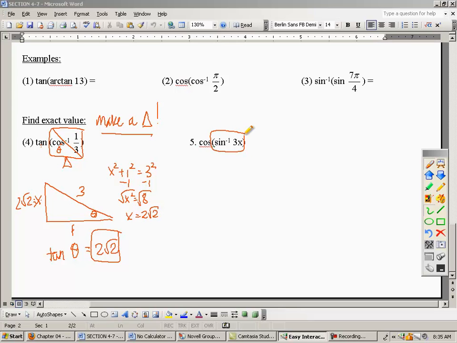This inverse sine is opposite over hypotenuse, so I'm going to write it as a fraction.